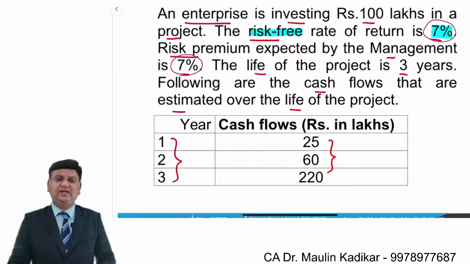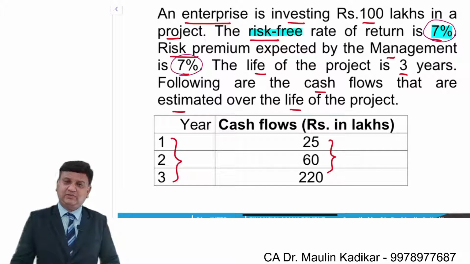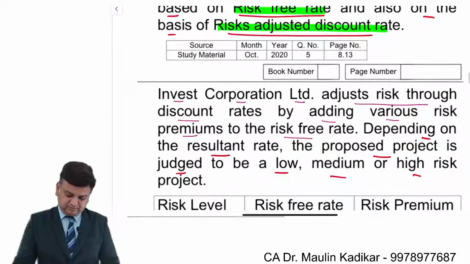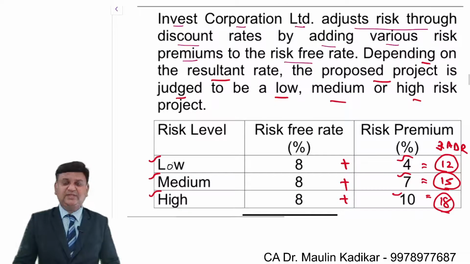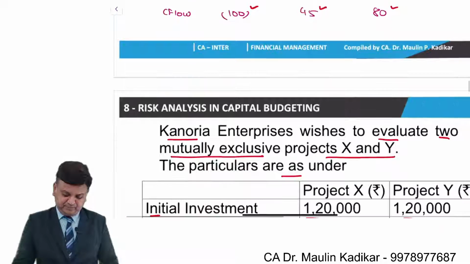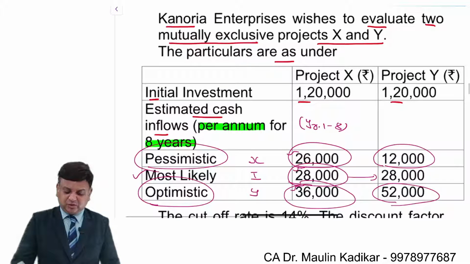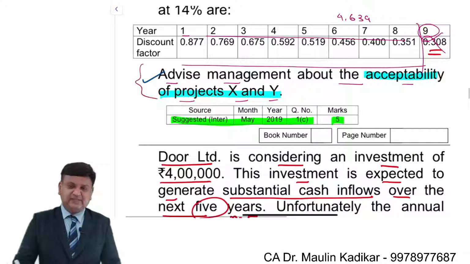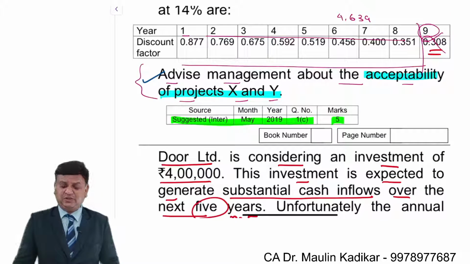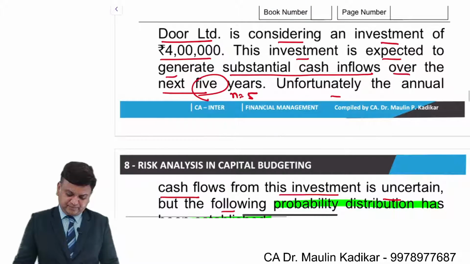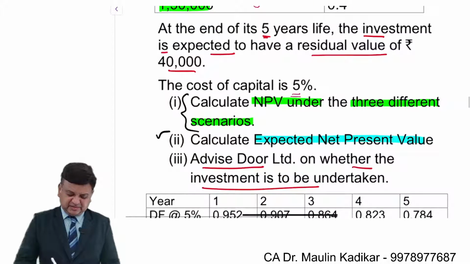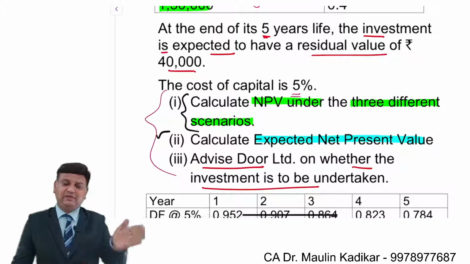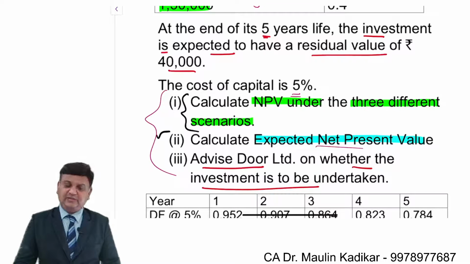Next question, wherein again you have to compute the NPV using the two discounting rates, risk-free and risk-adjusted. Over here, the risk-adjusted discounting rate is RF plus risk premium. This is a good question, I would say, A category question, because over here the advice is important. Calculation of answer is not important. Again, this is a very simple question. Calculation of NPV in different situations and then expected NPV calculation.